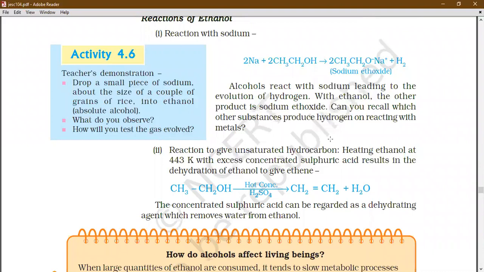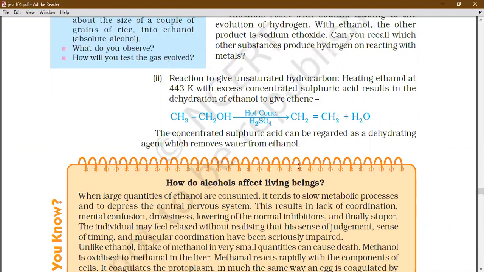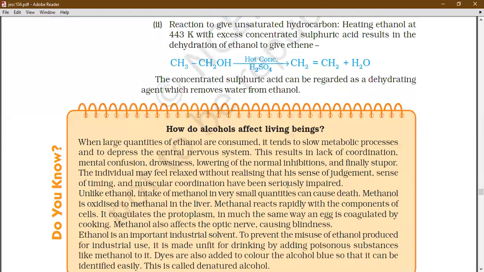Reaction to give unsaturated hydrocarbon. Heating ethanol at 443 Kelvin with excess concentrated sulfuric acid results in the dehydration of ethanol to give ethene. The concentrated sulfuric acid can be regarded as a dehydrating agent which removes water from ethanol.